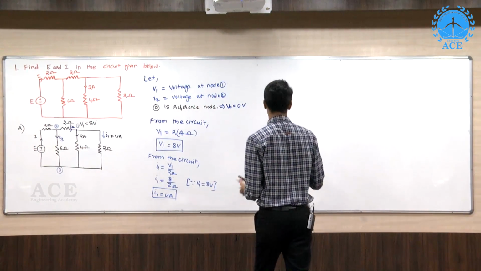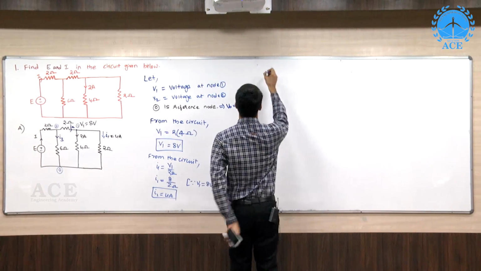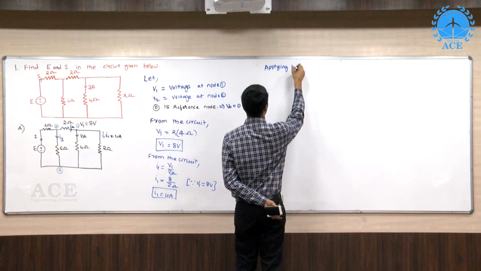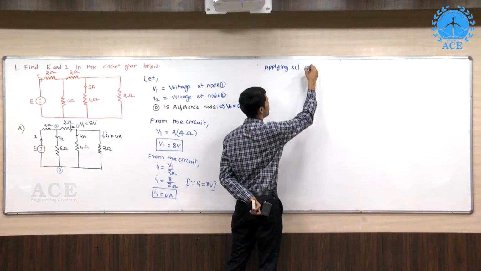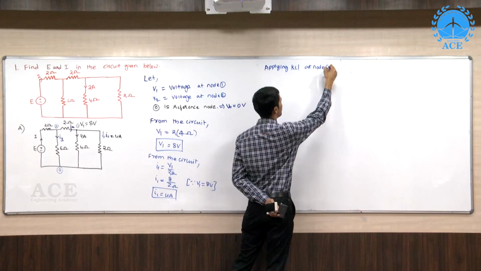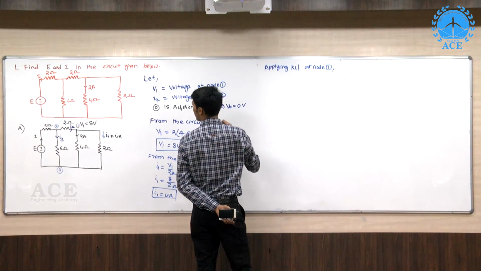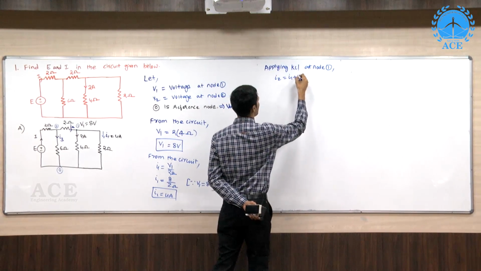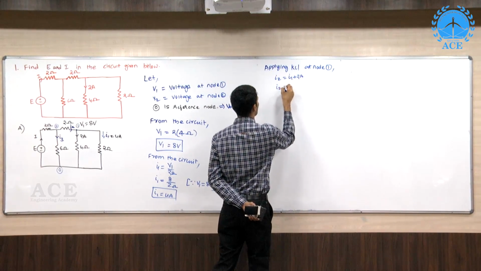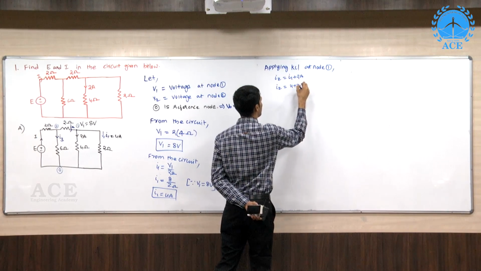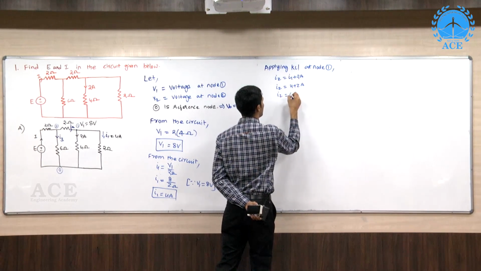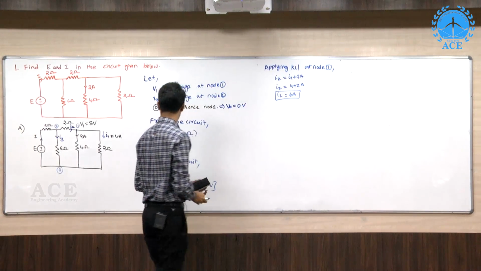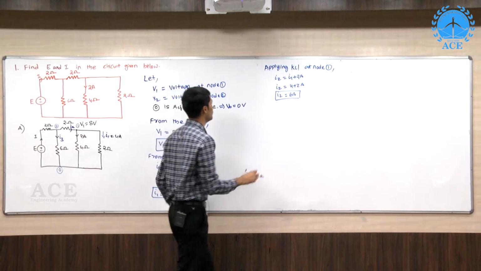So first, applying KCL. Okay. Applying KCL at node 1, we have I2 is equal to I1 plus 2 amperes. So I2 is equal to 4 plus 2 amperes. So I2 is equal to 6 amperes. Now since we have I2, we can calculate V2 again from the circuit.